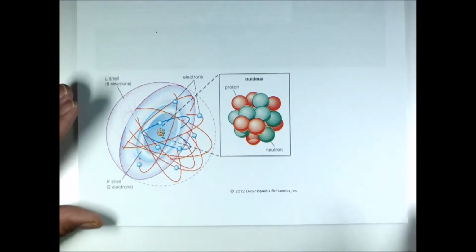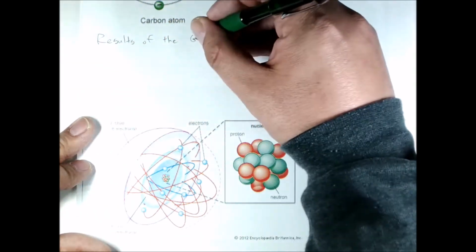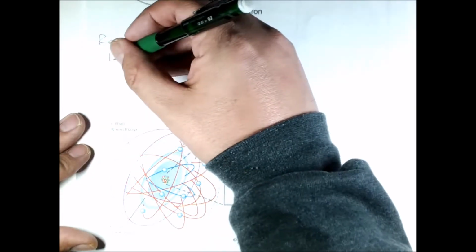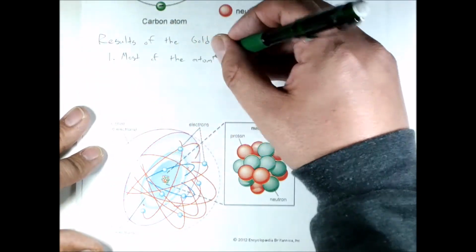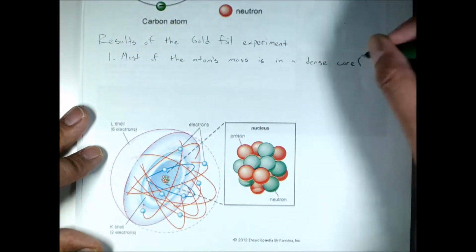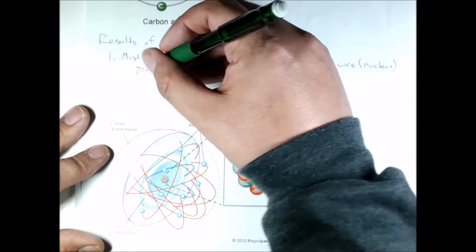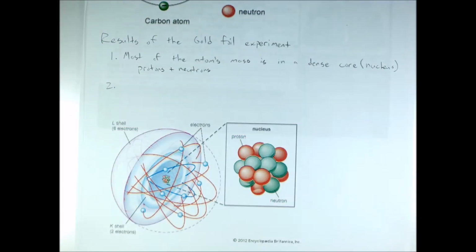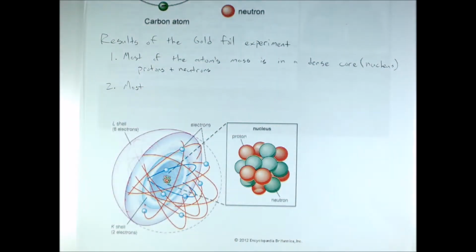So here we have the results of the gold foil experiment. I'm just going to summarize what I just said. Number one is that most of the atom's mass is contained in the center in a dense core. We refer to that core as the nucleus. And recall that these are protons plus neutrons that are in the core. Most of the atom's volume is empty space, and that is where the electrons reside.